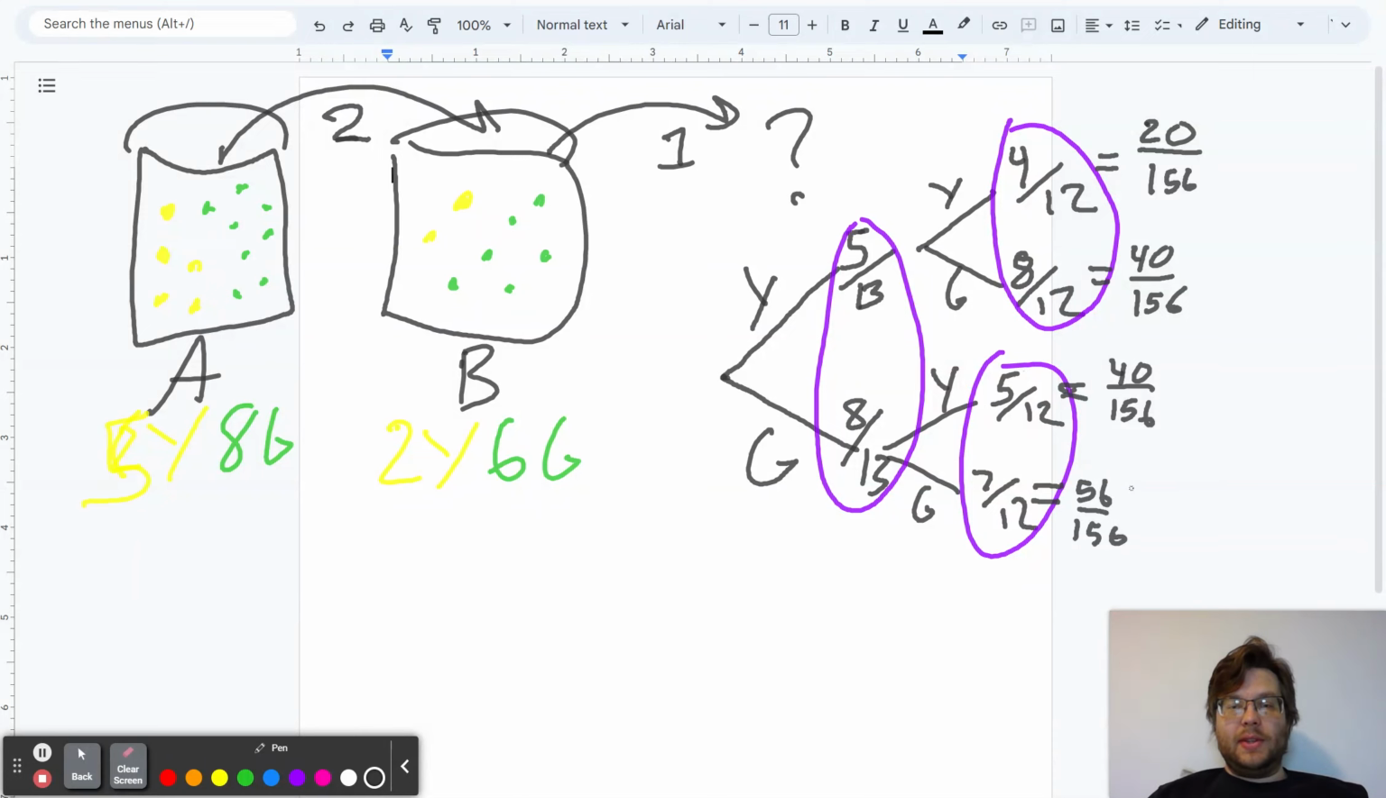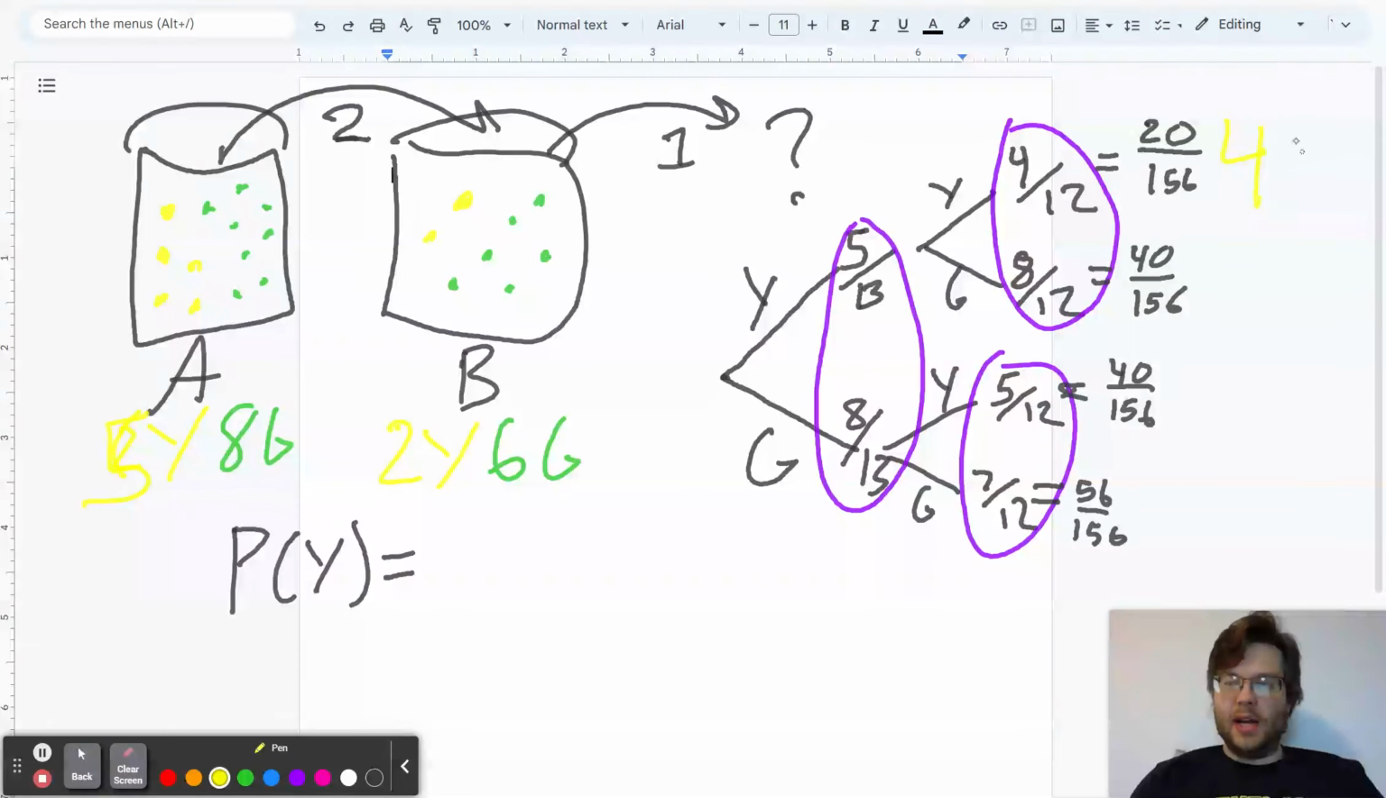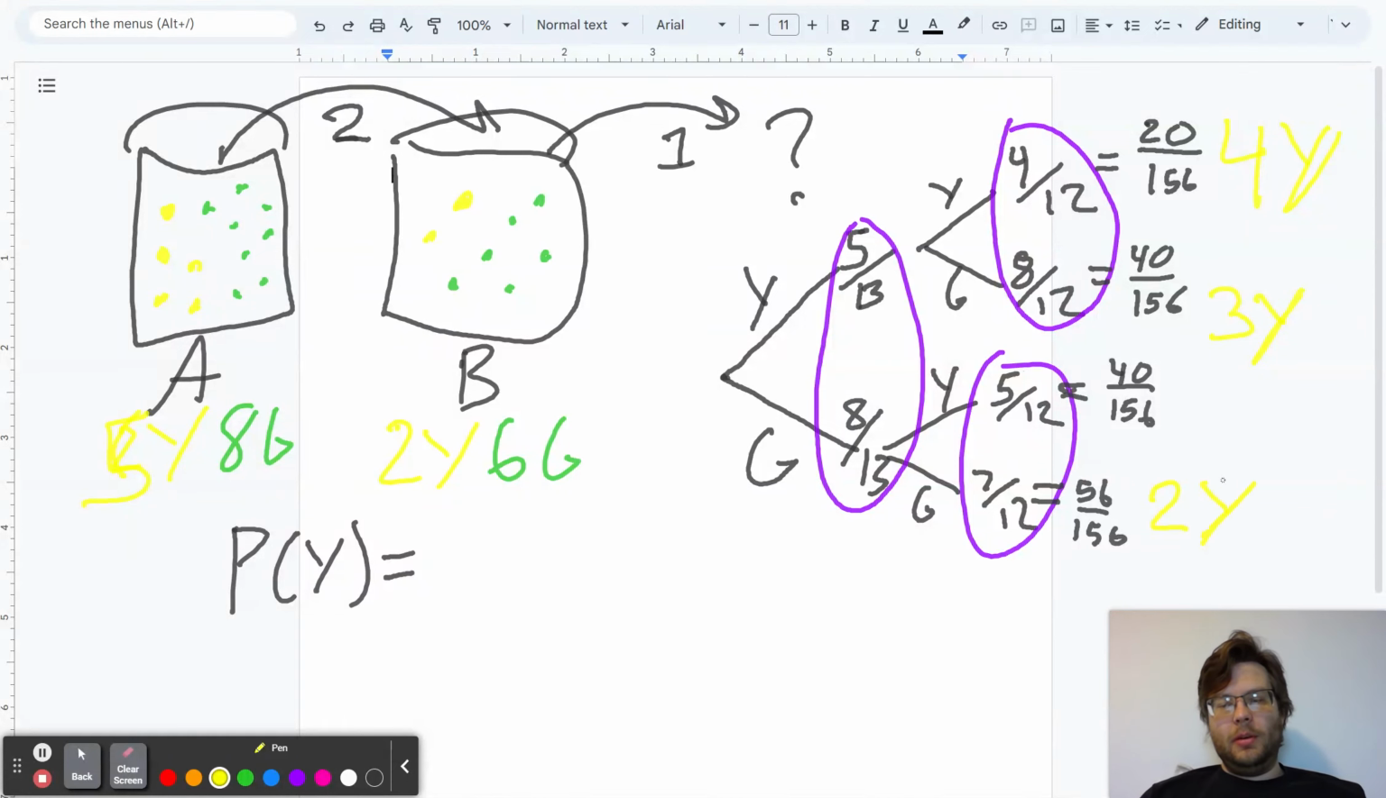The first question we're going to ask ourselves is, what is the chance that you draw a yellow marble out? So the probability of drawing a yellow marble is, what you do is you look at how many marbles are yellow in each of these branches. So this one has 4 yellow, the top one. The middle 2 each have 3 yellow marbles, and the bottom one has 2 yellow marbles because there were already 2 yellow marbles, and all I did was draw green marbles over there.